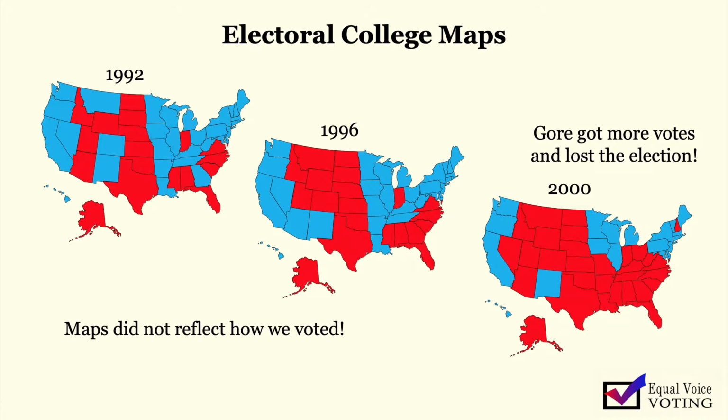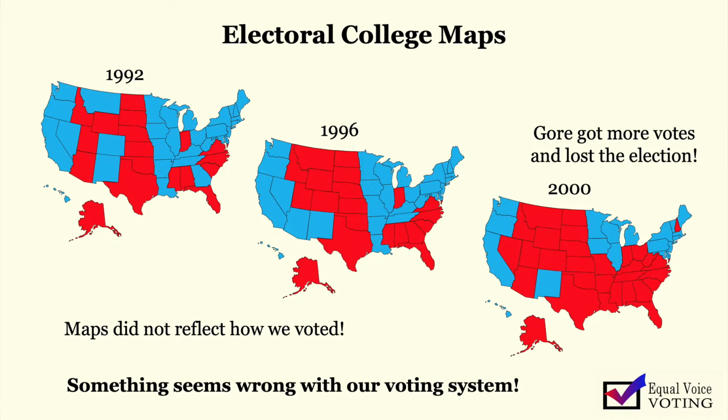Then came the 2000 election, and Gore captured more popular votes than Bush did, but he still lost the election. Now, it wasn't just me that was paying attention. Half the country wanted to know what happened. Something seems wrong with our voting system, and these maps don't seem to help.